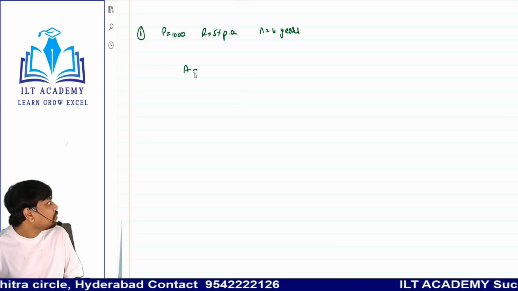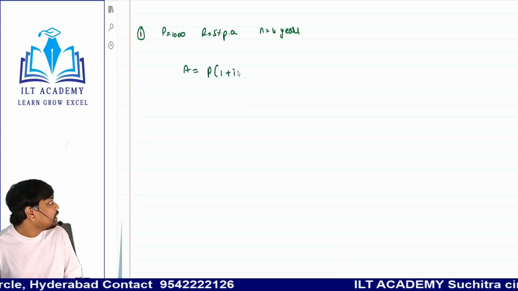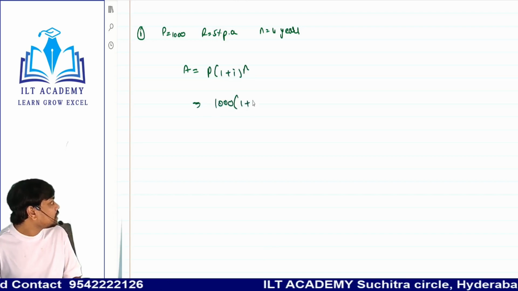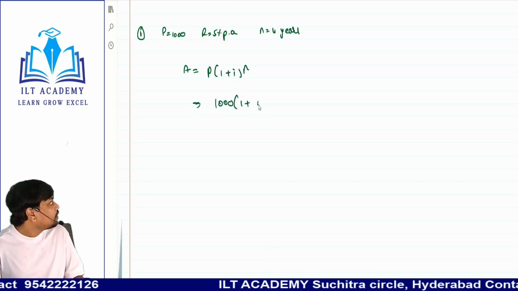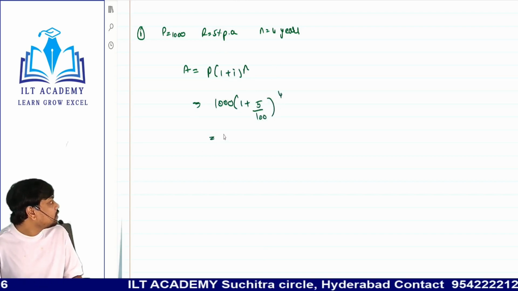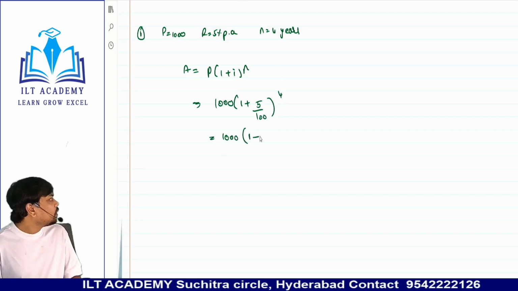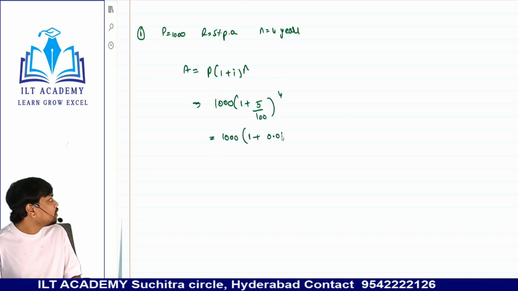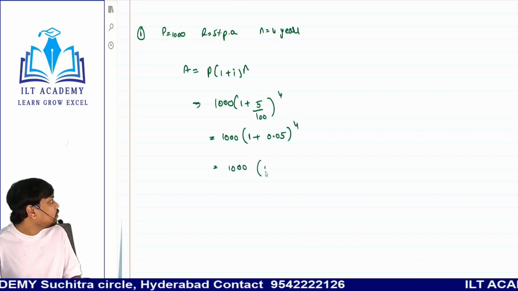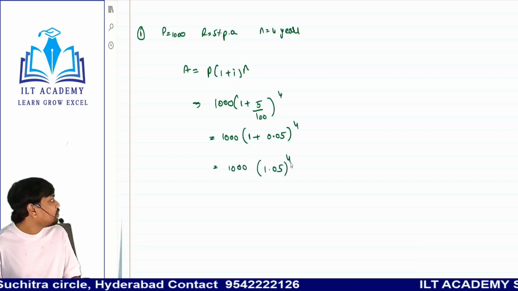Now the amount formula is P into 1 plus I whole power n. Principal is 1000. 1 plus I means R by 100, which is 5 by 100. Whole power n is 4 years. So 1000 into 1 plus 5 by 100, which can be written as 1.05, whole power 4. So 1000 into 1.05 power 4.